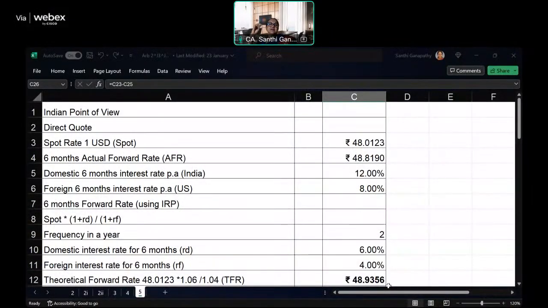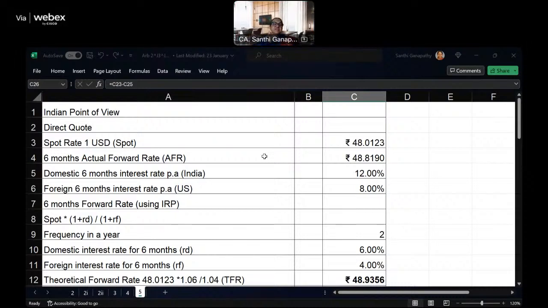So in this, I want to see whether arbitrage is possible. So I will find the theoretical forward rate. Compare that with the actual forward rate. See whether they are equal. I know it is from the Indian point of view. I know it's a direct quote. Spot rate is given, forward rate is given.